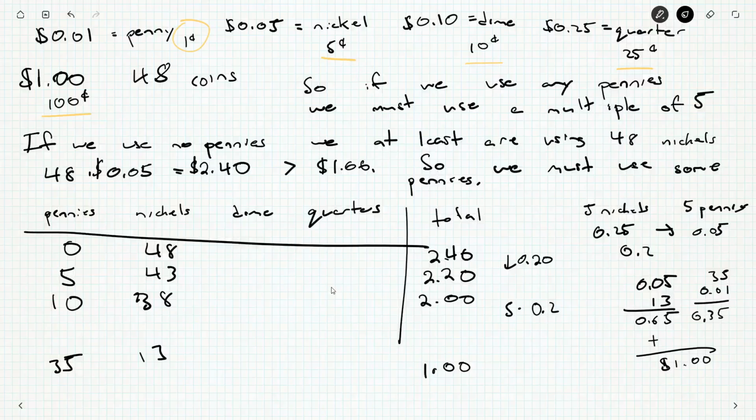Fantastic. Okay. So 35 pennies and 13 nickels. And this was just a way to do it with all pennies and nickels. So is there a way to do it with all pennies and dimes? Is there a way to do it with all pennies and quarters? How about pennies, nickels, and dimes? Pennies, nickels, and quarters. Pennies, dimes, and quarters. Pennies, nickels, dimes, and quarters. But these are the things we've got to think about.